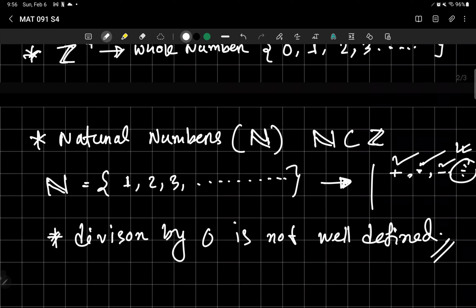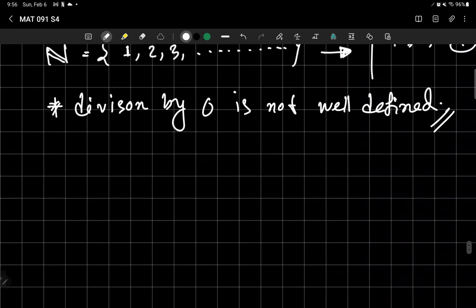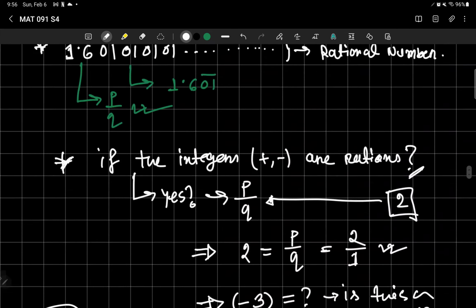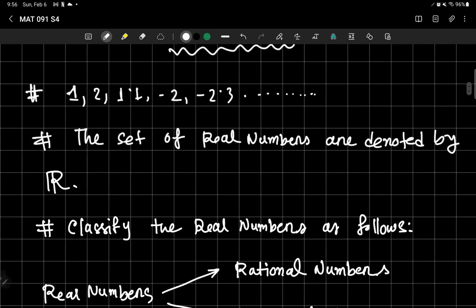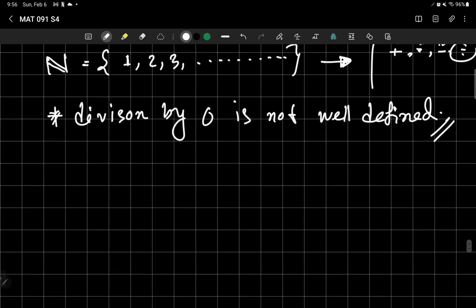Okay, so let's move on. So these are all the subcategories of rational numbers. So now let's define irrational numbers.